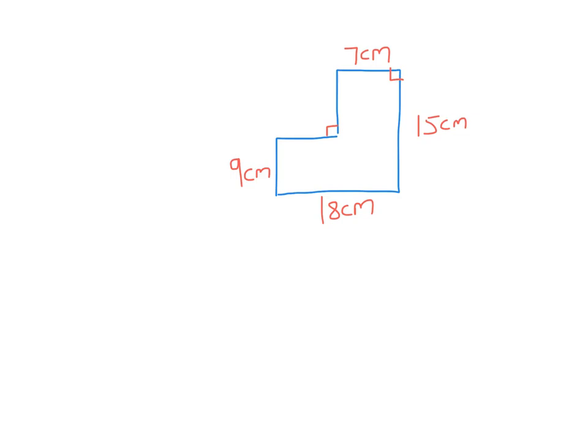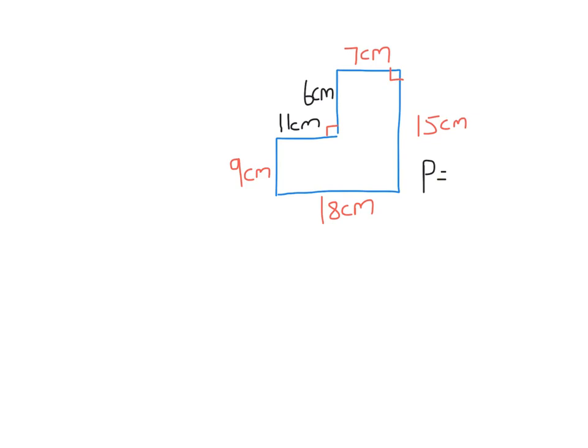So I know that it's 18 centimeters from here to here. So if it's 7 from here to here, this side here must be 11 because 11 plus 7 is 18. Similarly, if this side's 15 and this side's 9, this side here must be 6 because 9 plus 6 more gives 15. So now we've got the length of each side, we can find the perimeter very simply.